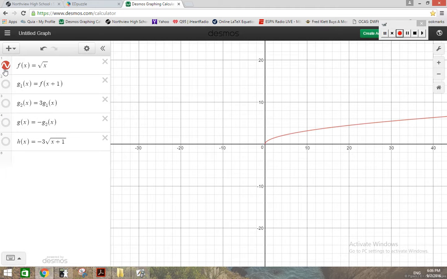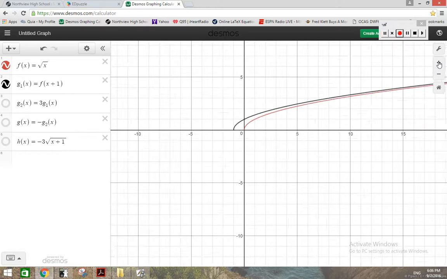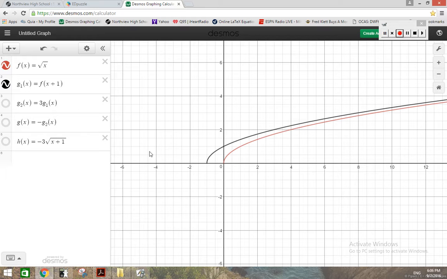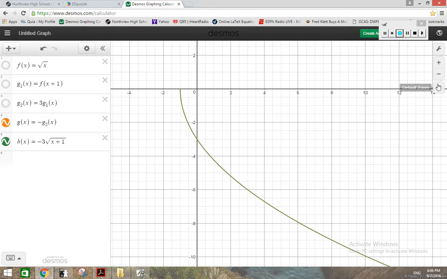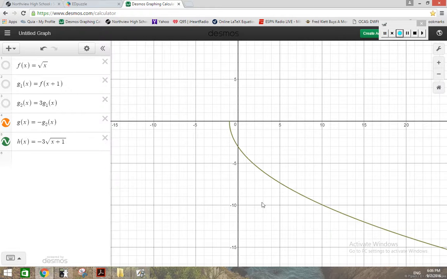We started with a square root function. We shifted it to the left. Now, I've zoomed out so far, but we shifted it to the left. Then we vertically stretched it by a factor of 3. And then we reflected that across the x-axis. And we got the same graph that we would have had we just graphed -3 times the square root of the quantity x plus 1. So hopefully that helps.